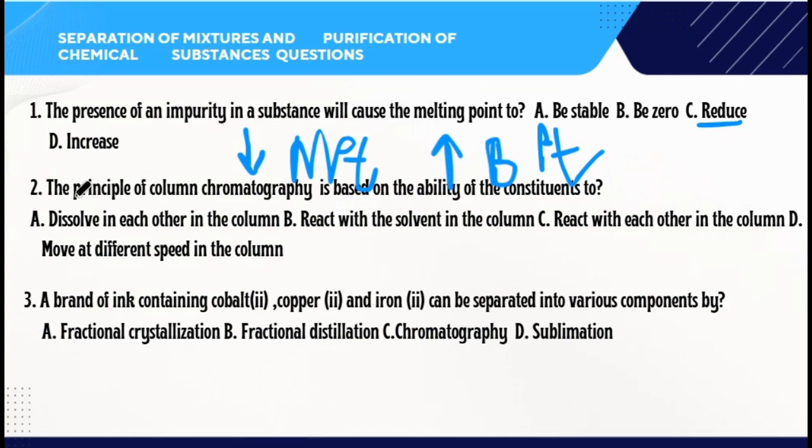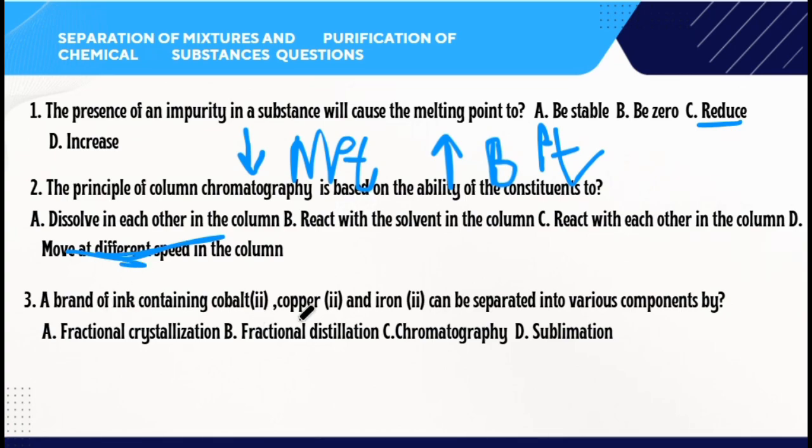The second one is saying that the principle of colour chromatography is based on the ability of the constituent to dash. The first thing we need to know is what is colour chromatography? Colour chromatography is one of the methods of separating techniques that we use to separate colour, dye, ink into their constituent parts, based on their ability to migrate over the chromatographic plate. So now let's take a look at the options. Dissolve in each other, no. React with the solvent, no. React with each other, no. But move at different speeds over the chromatographic plate. This is the answer for this particular question.